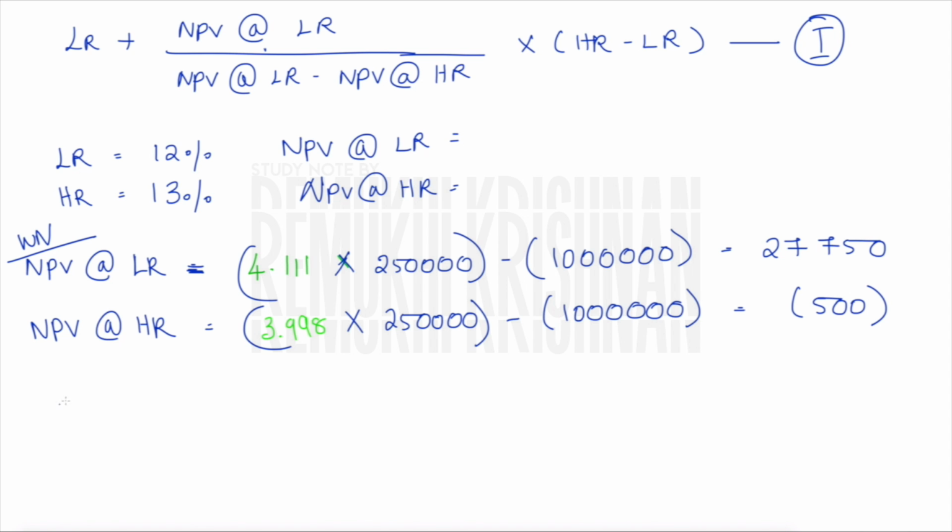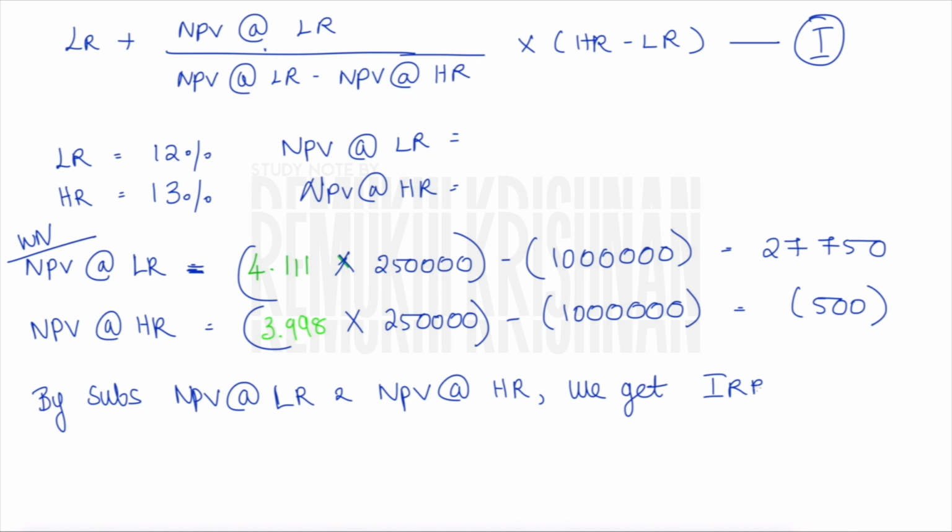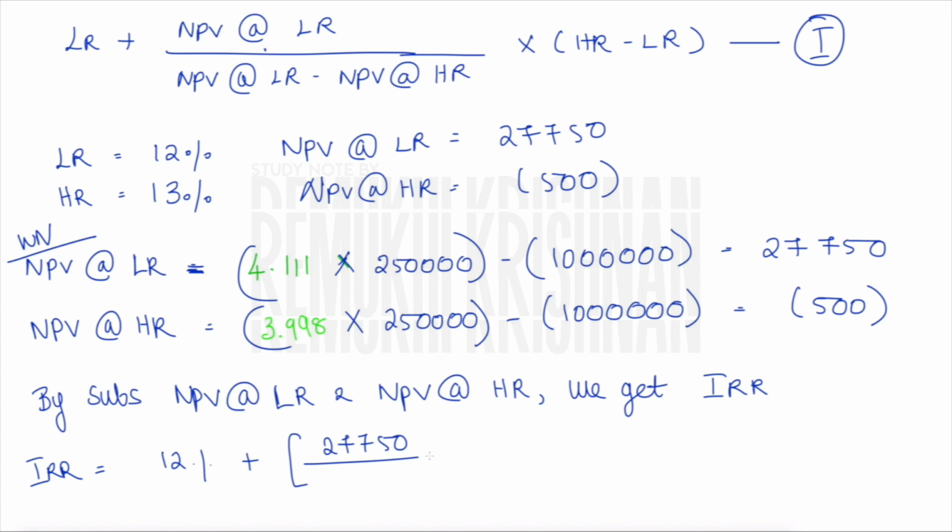By substituting all these values, net present value at lower rate and at higher rate, in this equation 1, I will arrive at my answer. Let me substitute that and show you. Since 500 is negative, minus into minus will become positive, so that is a plus sign, so we have to add in the denominator. Again it is higher rate minus lower rate, hence 13 minus 12. As I said, this formula is very beautifully placed that you will arrive at a positive answer. So the final answer is nothing but 12.98 percentage.